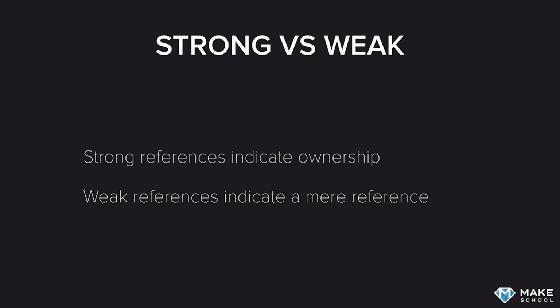A weak reference is just a reference. For example, the name tag inside of the wallet that refers to the person. And in case of iOS apps, for example, the delegate or the data source on a table view. The table view needs a way to communicate with these two components, but it does not own them.